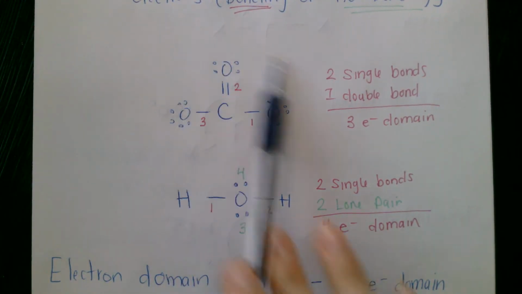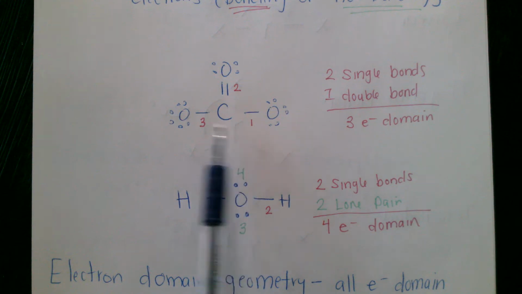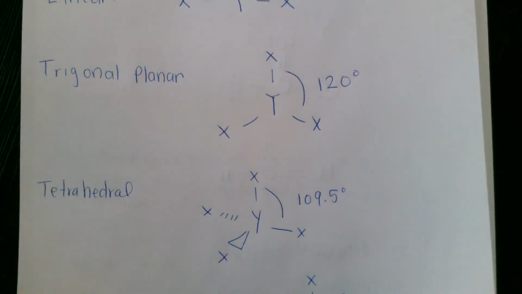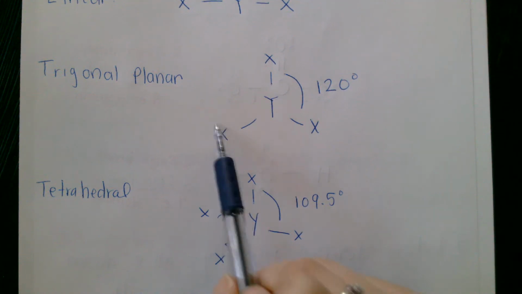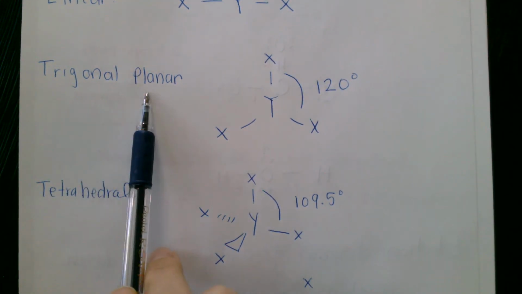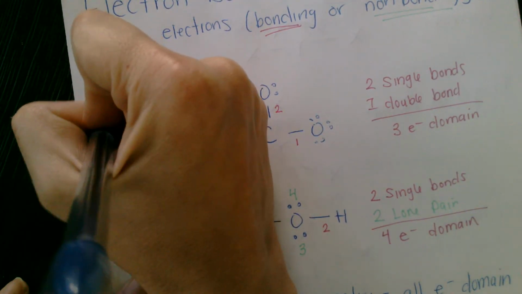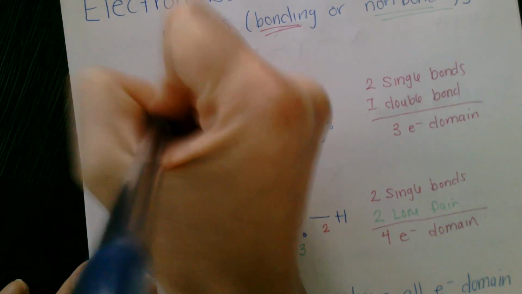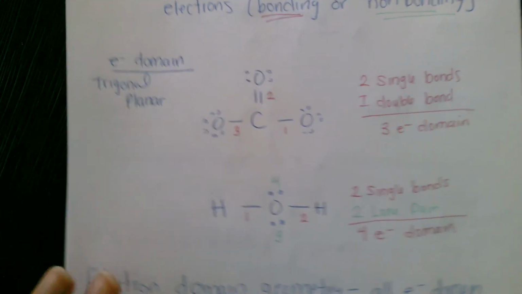Okay, so if I flip this over, let's go back and see what we have. So we have our CO3 2 minus, our carbonate. We have the 1, 2, 3 electron domains. We look over here, 3 electron domain is right here. So this would be our C, our oxygen, oxygen, oxygen. So we have trigonal planar as the electron domain geometry. So our electron domain geometry, trigonal planar. So that's our electron domain.